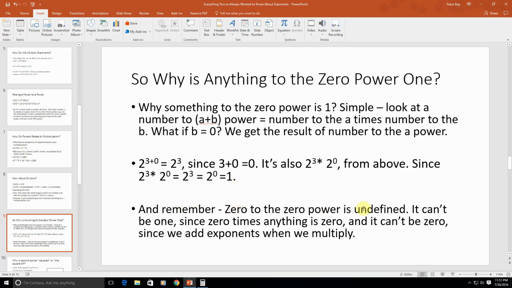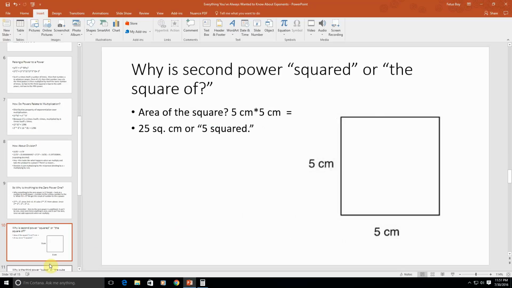Remember, 0 to the 0 power is undefined. It can't be 1 since 0 times anything is 0, and it can't be 0 since we add exponents when we multiply. So it's undefined. Anything that gives you 0 to the 0 in an SAT or ACT answer is automatically wrong.